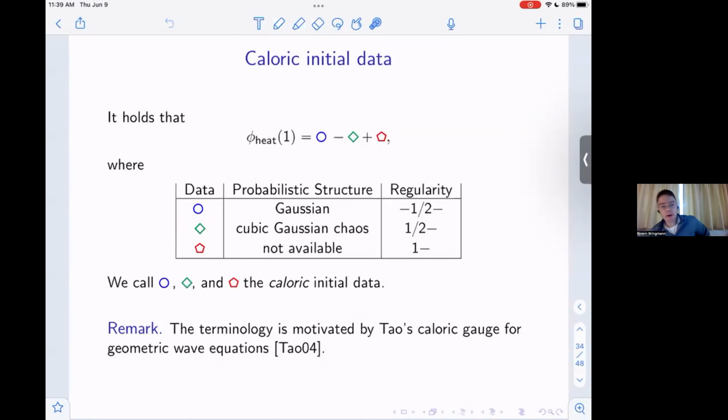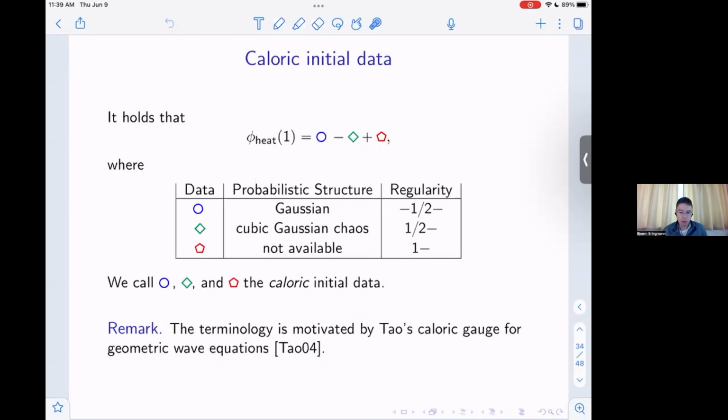So in our paper, we refer to these three components as the caloric initial data. And this terminology is somewhat inspired by earlier work of my advisor, Terry Tao. So in the early 2000s, Terry was very interested in wave maps, which are a geometric wave equation. And when you study geometric wave equations, you have to make a choice of gauge. And what he realized is that for the large data problem, there's a very convenient gauge, which is constructed using the harmonic map heat flow. And he called this the caloric gauge.